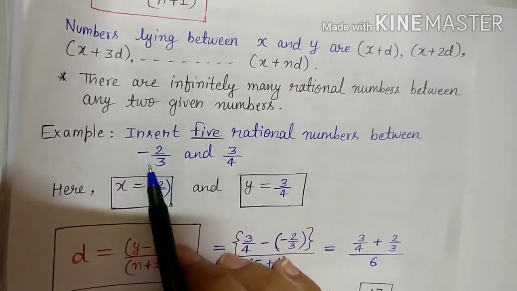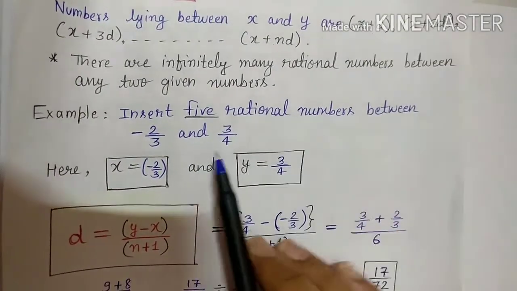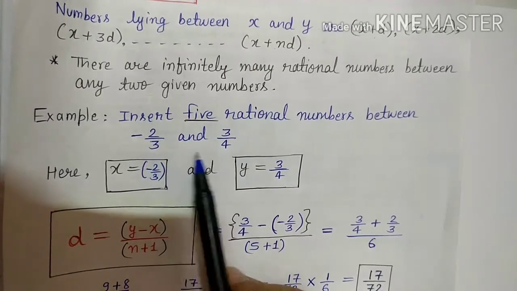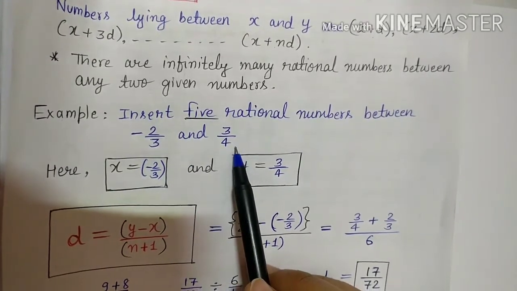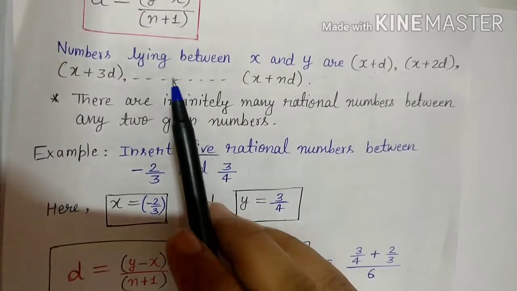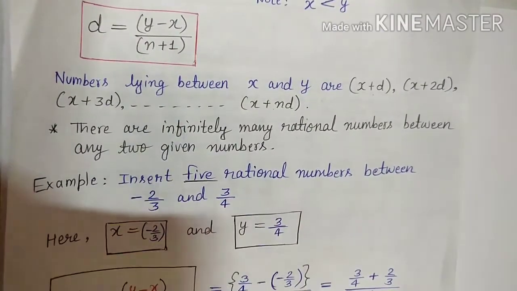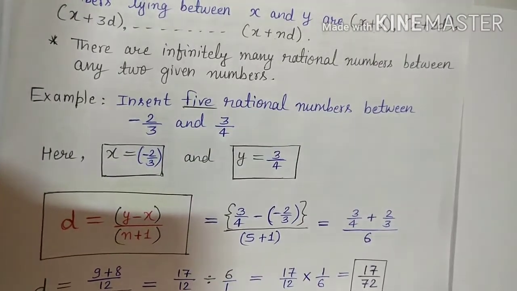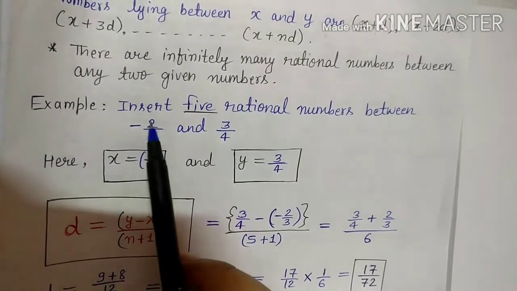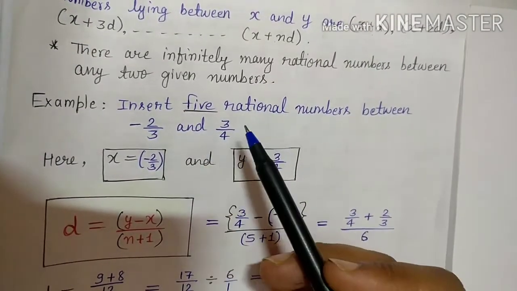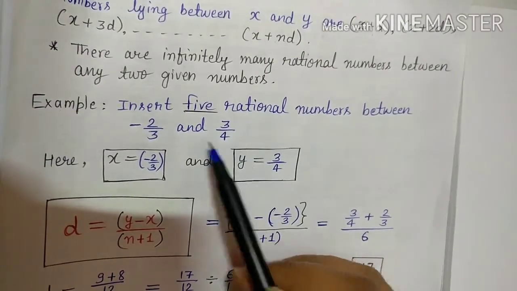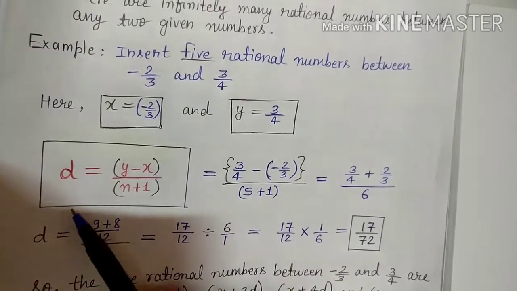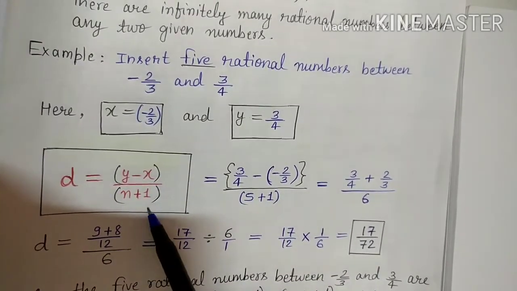Take this example: insert 5 rational numbers between minus 2 upon 3 and 3 upon 4. Check, here it is 3, here it is 4, different denominators, so we are going to use this formula. First we'll find D. What is our x, what is our y? As I told you, x should be less than y. It is minus, it is plus, so it is very easy to identify here. 3 upon 4 is y and minus 2 upon 3 is x. Now we put our formula D equals y minus x upon n plus 1.